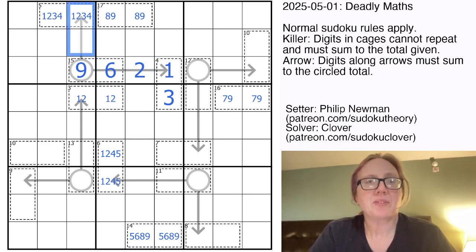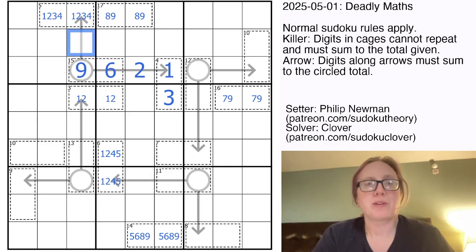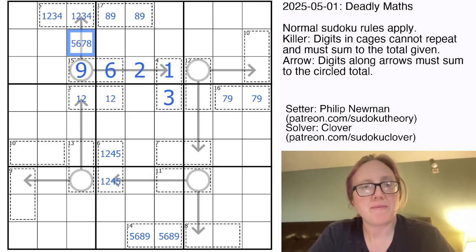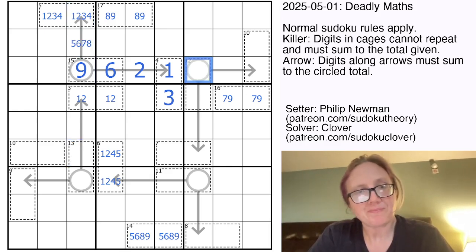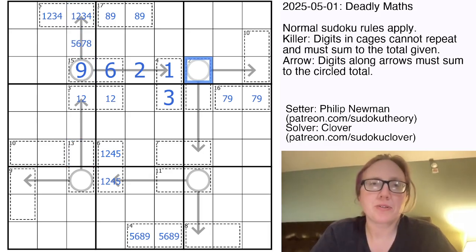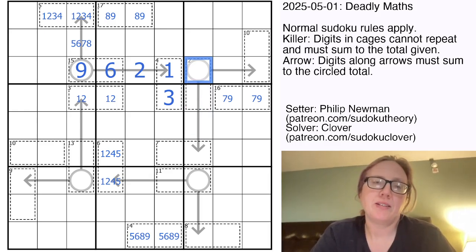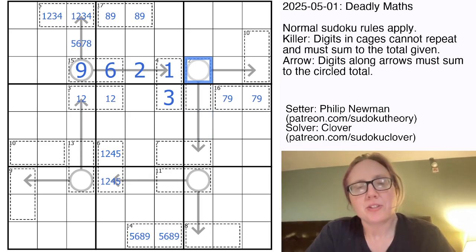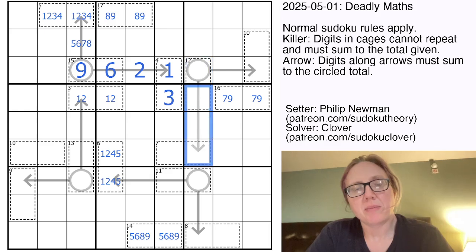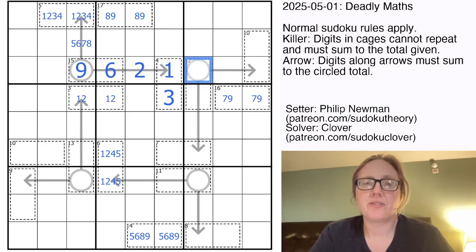Now here, we know that 9 has to be 1, 2, 3, or 4 plus something, so we know that's going to be a 5, 6, 7, or 8. Now let's look at our other arrows. So this is a 12 arrow. Or sorry, this is a 12 cage, and it has an arrow circle in it. Now, the only digits in Sudoku that can have a sum of 3 other digits that all see each other are 6, 7, 8, and 9. So we've already used 6 and 9 in the row, so this has to be a 7 or an 8.